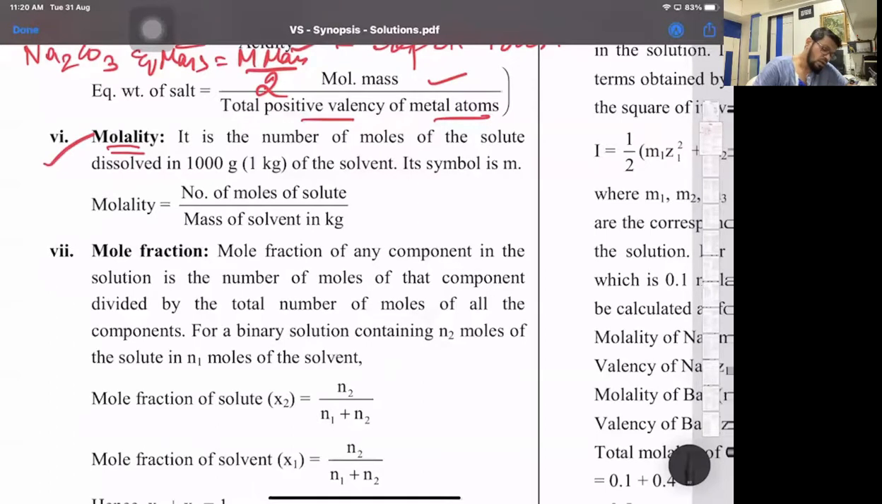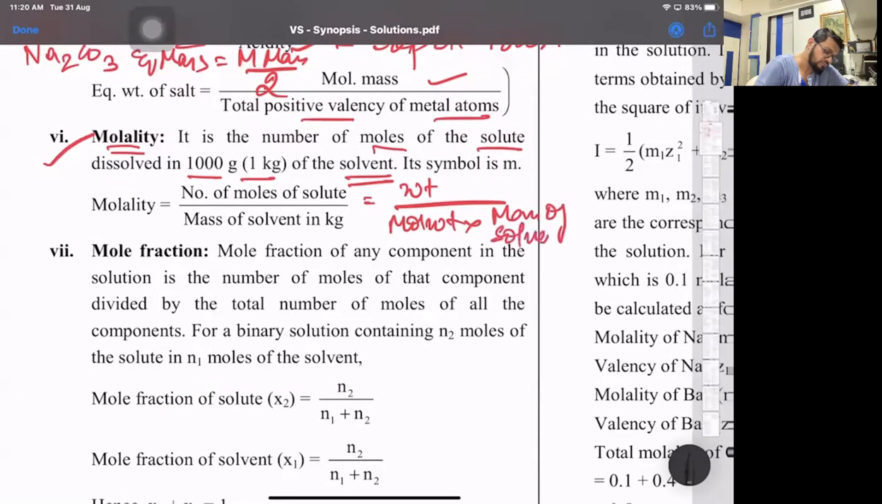How do we put it? Number of moles of a solute dissolved in 1000 grams or 1 kg of pure solvent. That's what we have as molality. So number of moles of solute upon mass of solvent in kg. This can also be written as the given weight of solute upon its molecular weight into mass of solvent in kilogram. If the mass is taken in grams, the numerator will be multiplied by 1000.